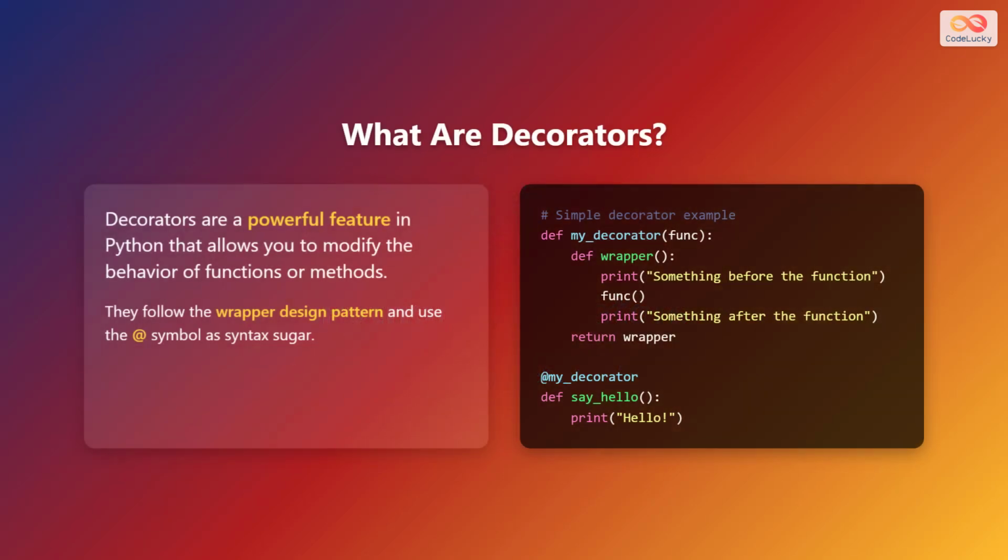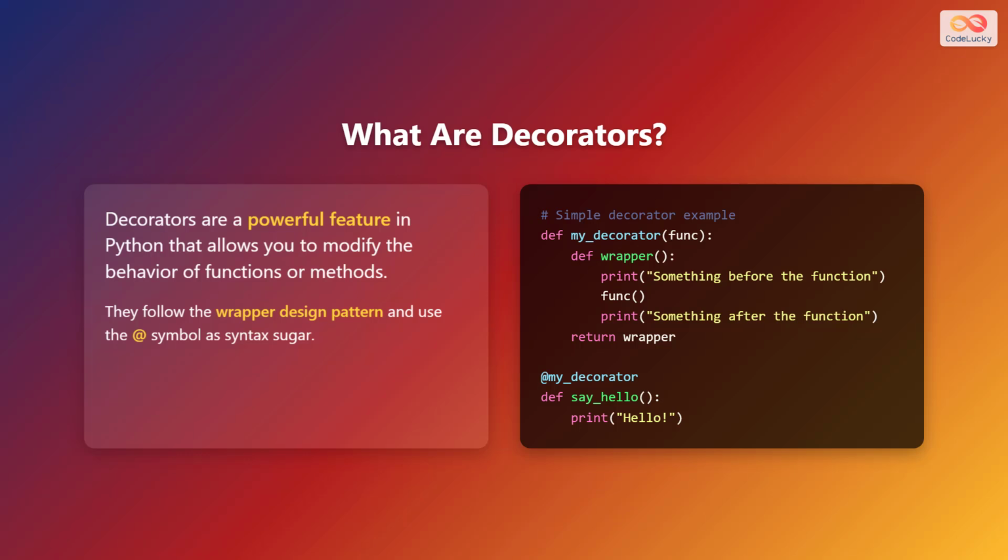Decorators are a powerful feature in Python that allows you to modify the behavior of functions or methods. They follow the wrapper design pattern and use the @ symbol, that is, the at symbol, as syntax sugar. On the right, you can see a simple decorator example.